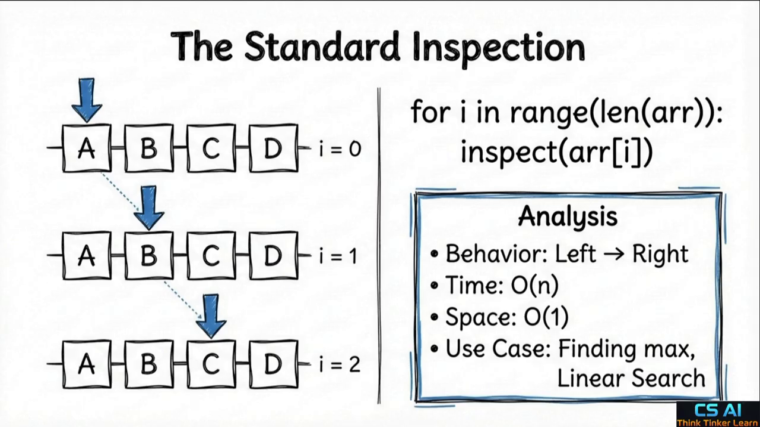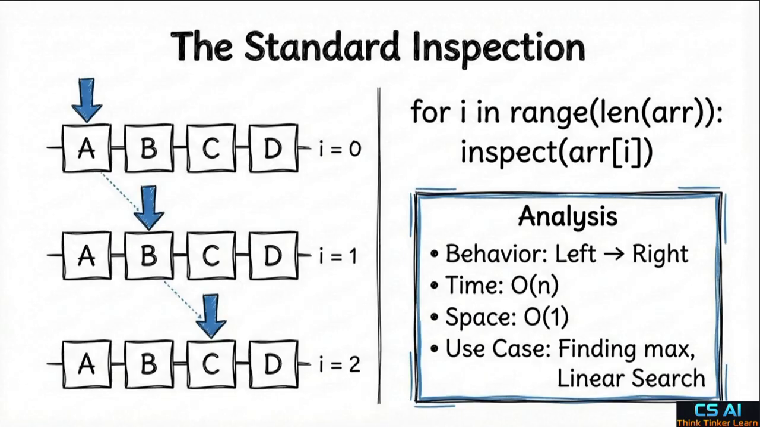The standard inspection. The first and most common strategy is what I call the standard inspection. This is your basic for loop and the first thing we all learn. As we are showing it here, we start at index 0, inspect the item, move to index 1, inspect that item, and so on until we reach the end. The code is simple: for i in range(length of array).